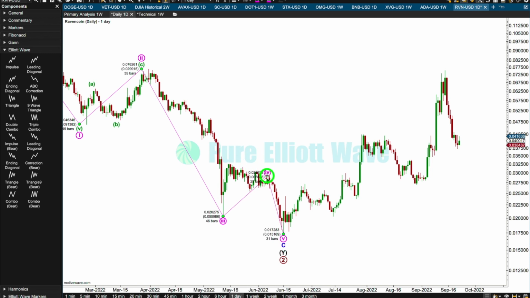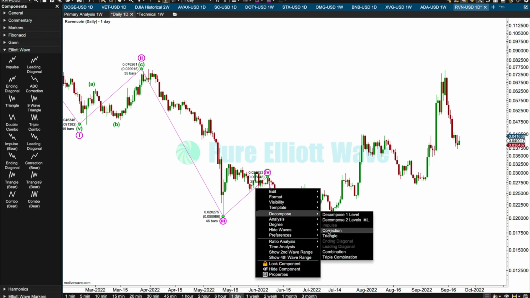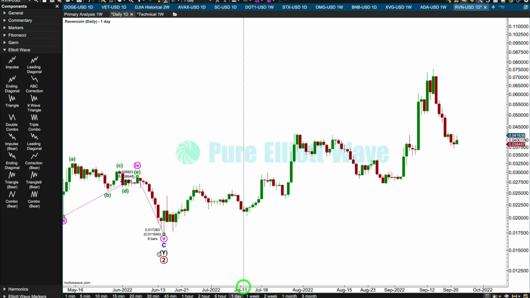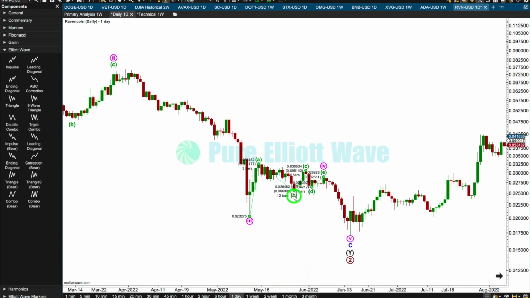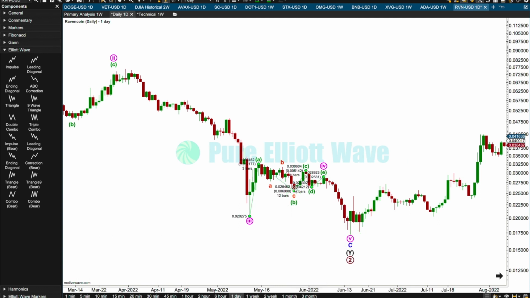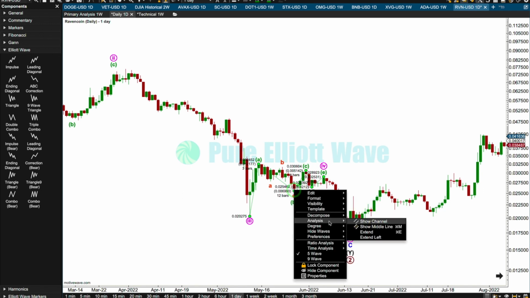Oh, I think we might have a little triangle there. I'll put that there, and let's just put some labels in here. Triangles are tricky structures, aren't they? This is the most common type of triangle. This is a regular contracting triangle. Oh, no, sorry, I didn't mean to do that. I just want to put the trend lines in.